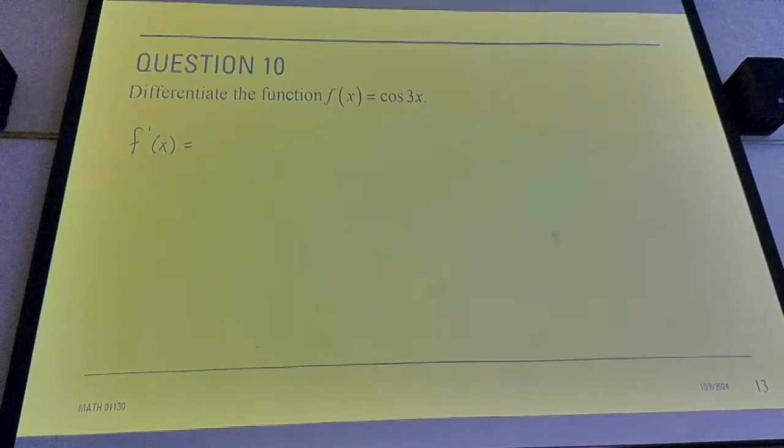What kind of function are we dealing with? Trigonometric. Which one? Cosine. What's the derivative of cosine? Negative sine. What are we taking the cosine of? 3x. What is its derivative? 3. So there's the derivative.